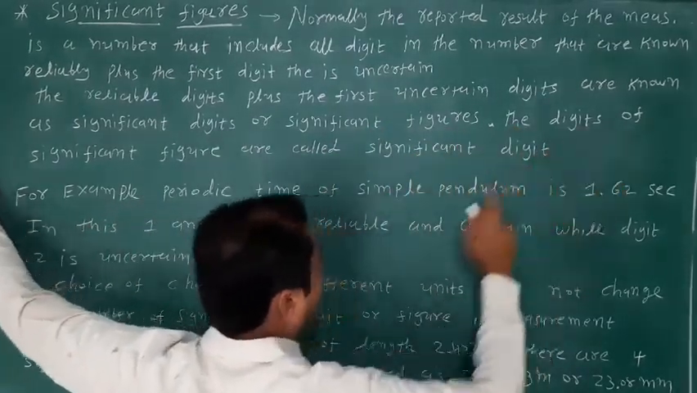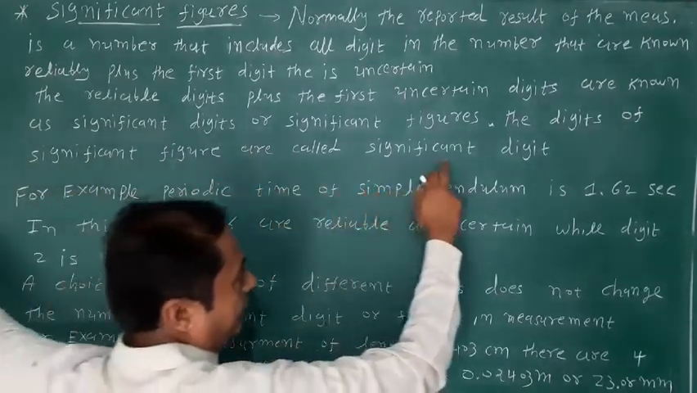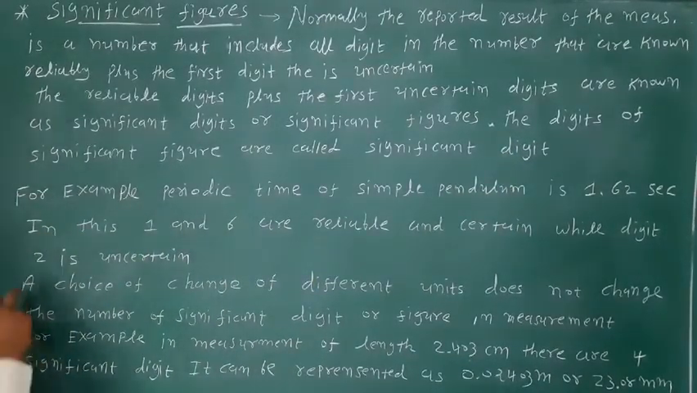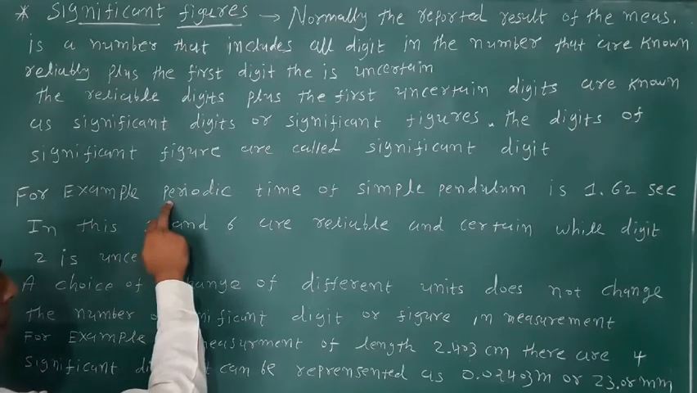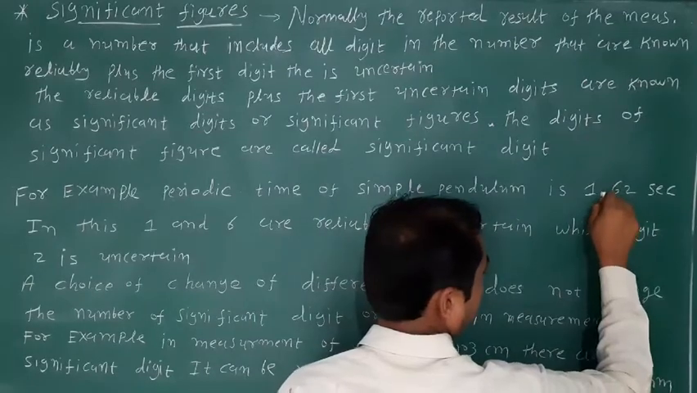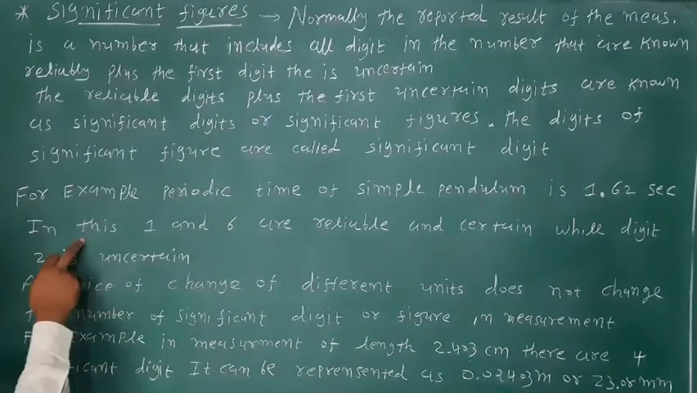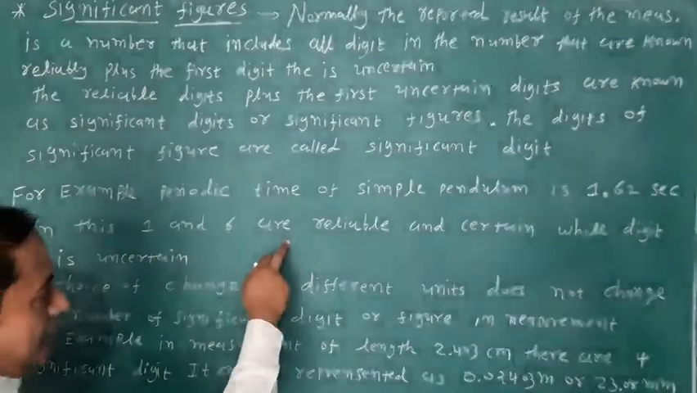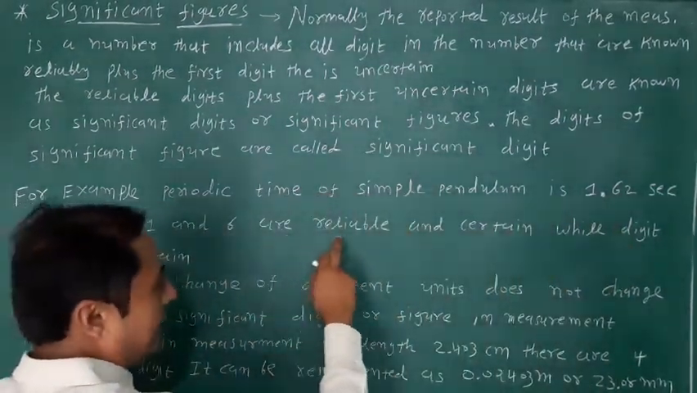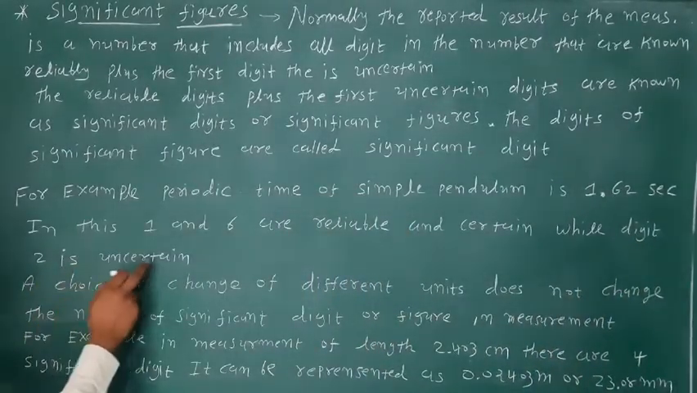The digits of a significant figure are called significant digits. Friends, look here. Now we show an example. Suppose the periodic time of a simple pendulum is 1.62 seconds. Here 1 and 6 are reliable and certain, while digit 2 is uncertain.